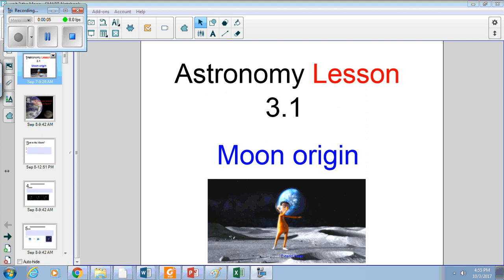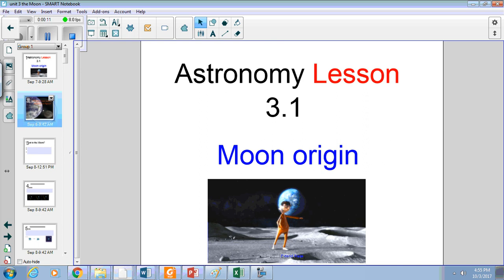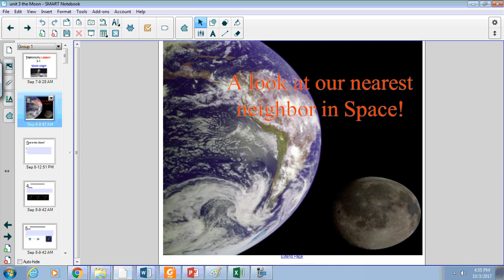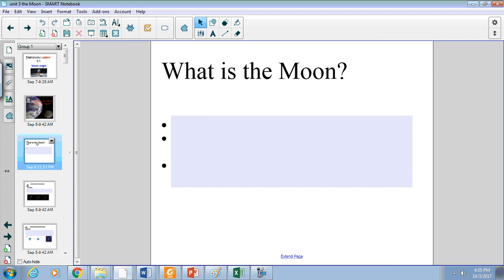Woo! Moon's origin, astronomy lesson 3.1. So first, let's take a look here. We're looking at the moon. The moon is our closest neighbor in space, so this is kind of like a quick tour from here. So what is the moon?